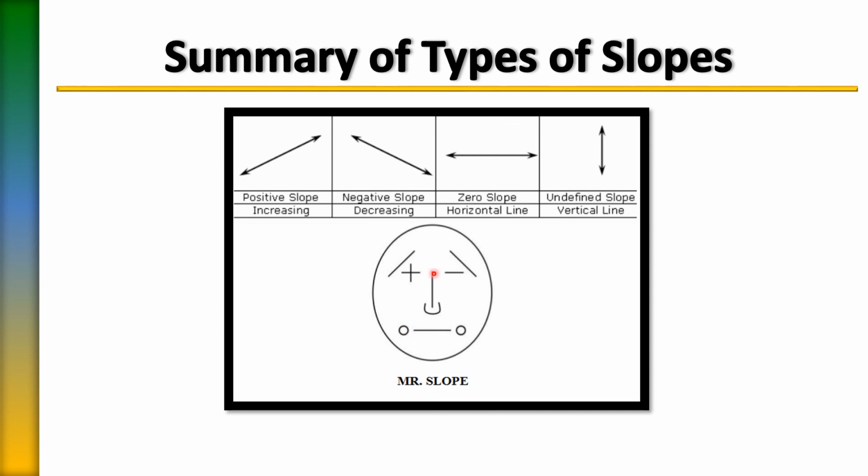All vertical lines are undefined, so his nose is to help you remember that a vertical line has an undefined slope. And there you have it. Just think of Mr. Slope and you got this.